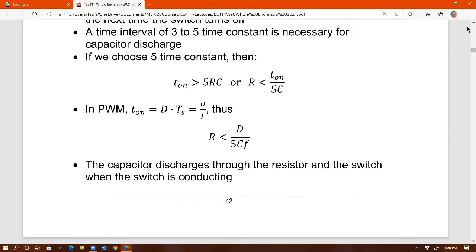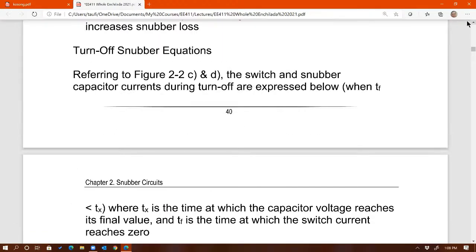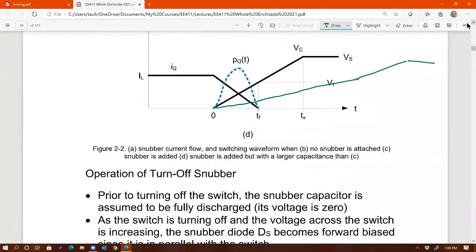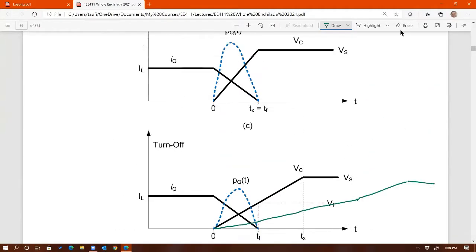What is the next page? Before I go there, I almost forgot to do the following. Look at the timing first, TX and TF, because we're going to have to derive the equations for voltage across the switch, and current through the switch, as well as voltage across the cap. In order to do that, we need to know what these times mean.